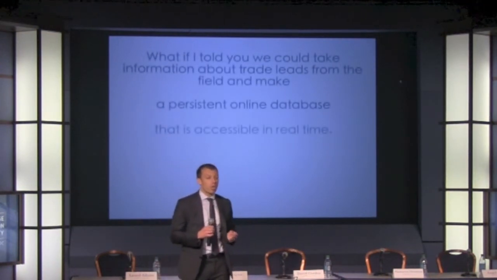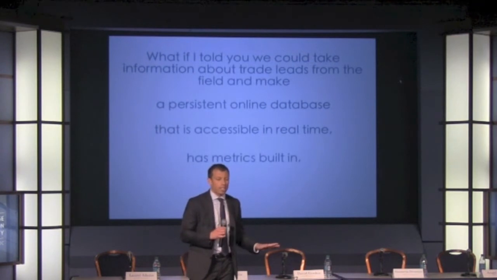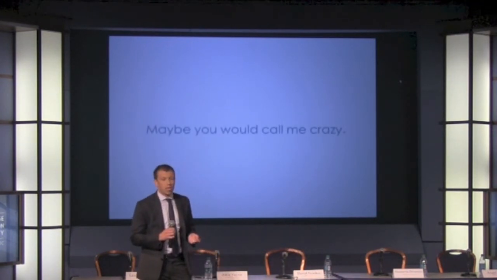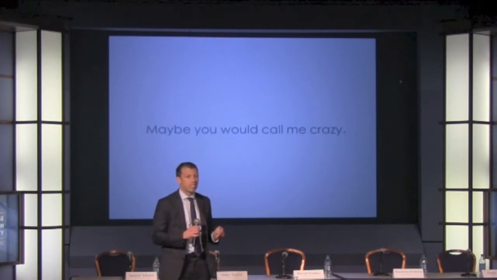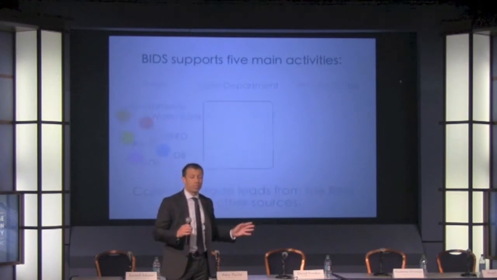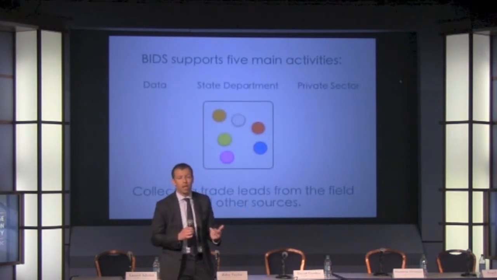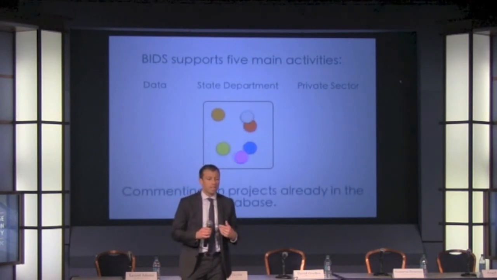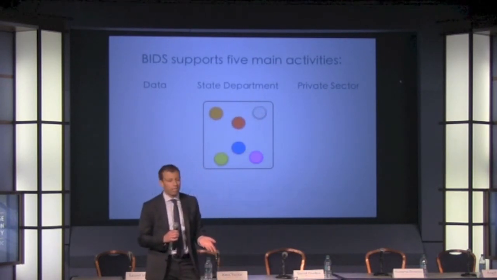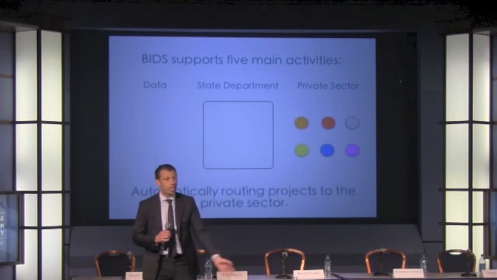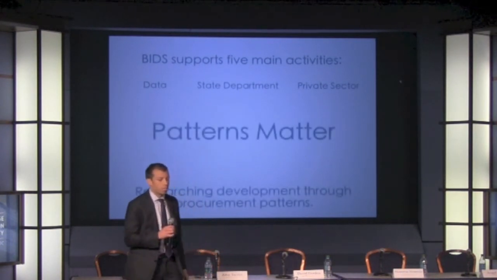What if I told you we could make a persistent online database that's accessible, has metrics, and is easy to search? You might call me crazy, and you'd probably say I don't work for the federal government. But that's what we're trying to do. BIDS supports 5 main activities. The first, bringing data automatically into the State Department. The second, commenting on projects already in the database. The third, clearing leads to make a good stream of data from the private sector. And finally, automatically shipping that to the private sector.